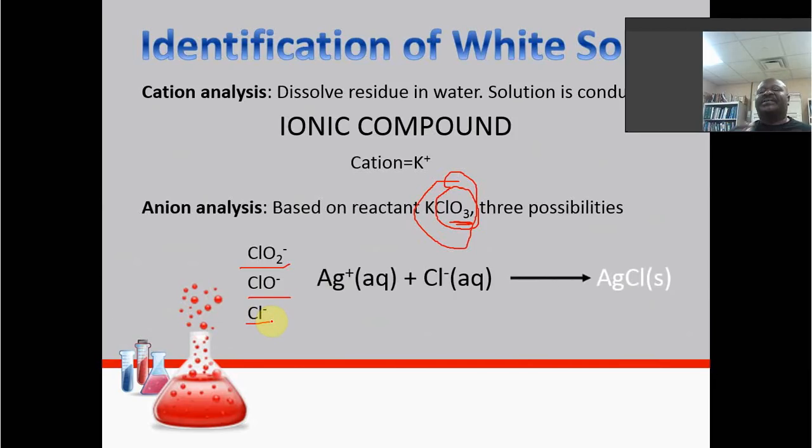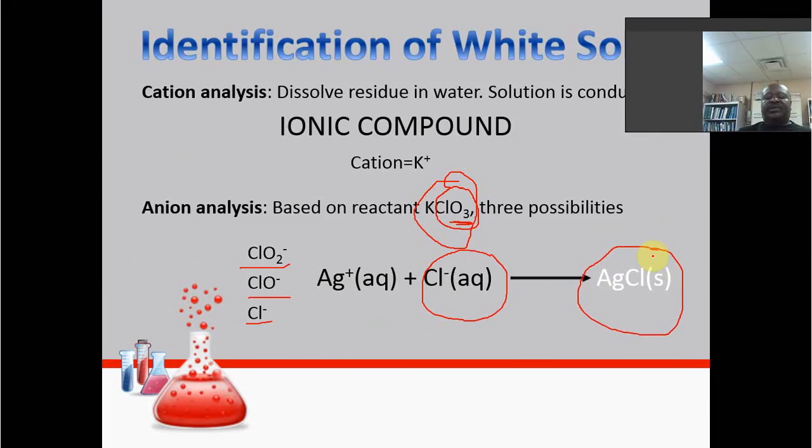Then in our test, we'll just test for the chloride, really confirming it is chloride. What's the test? Take some of the residue after you heat and it decomposes, and dissolve it in water. If the anion to the potassium is chloride, then you get a precipitation reaction. That is, if you add Ag plus aqueous to this solution, you form AgCl solid.